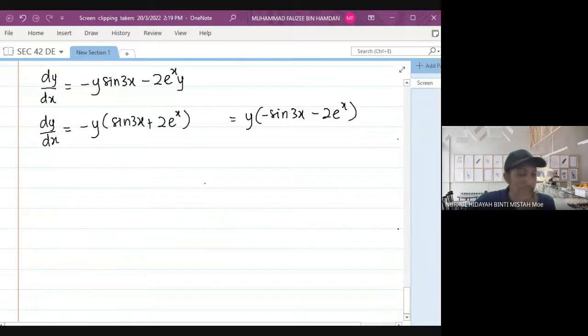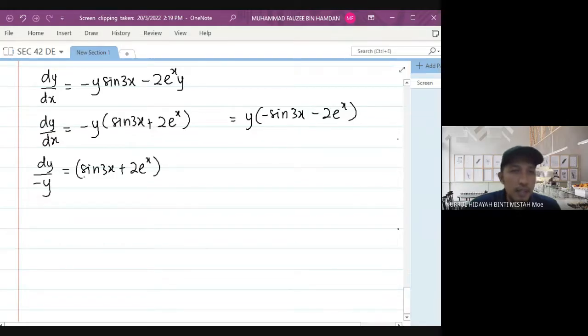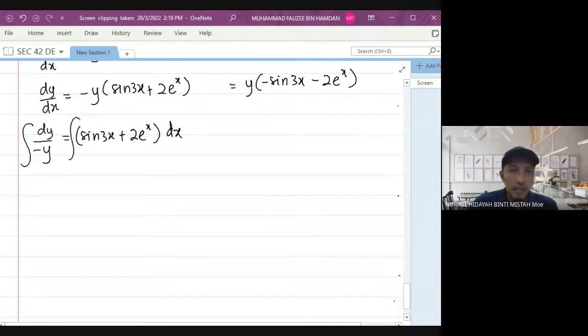Can we separate these terms? Which one you want to take? Let's say this one we separate. This is dy over negative y equal to sine 3x plus 2e to the power of x, and this one is as a dx. Now we just need to integrate. Integrate dy over negative y. So what is the answer here?